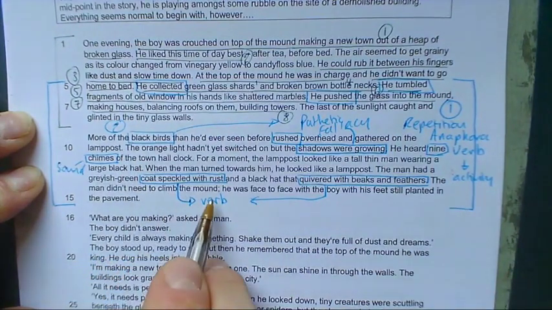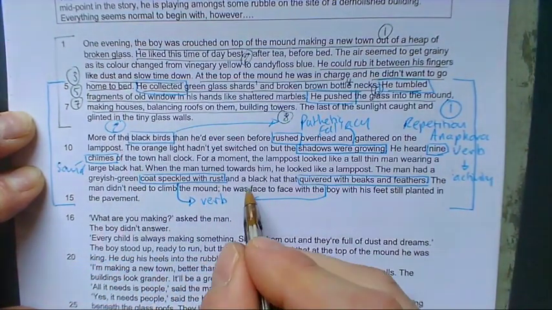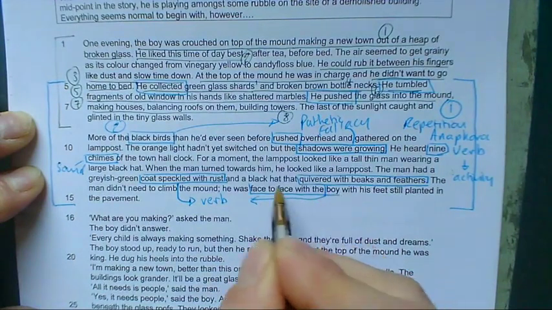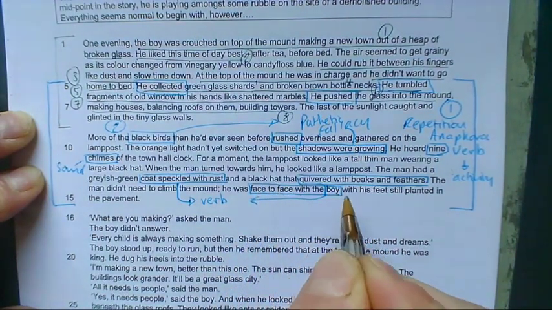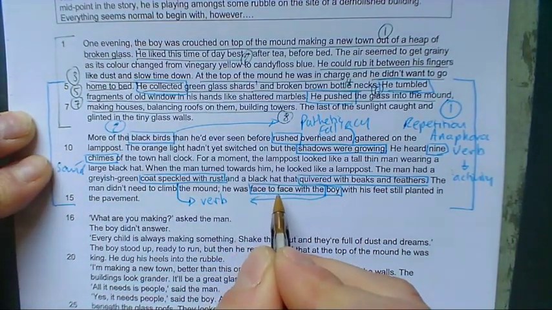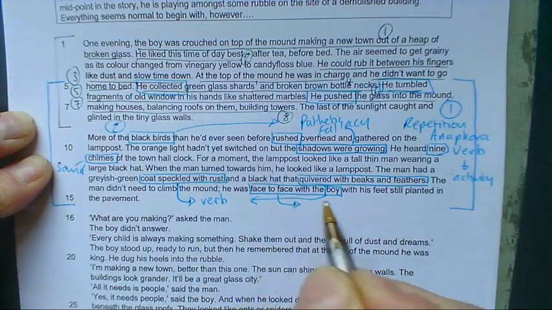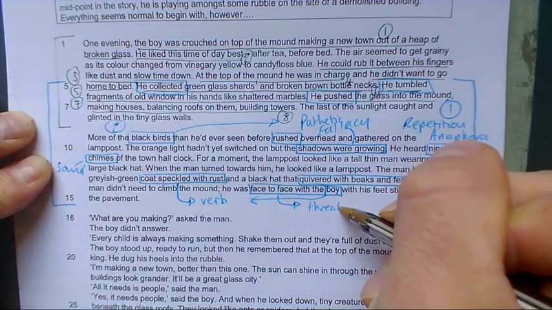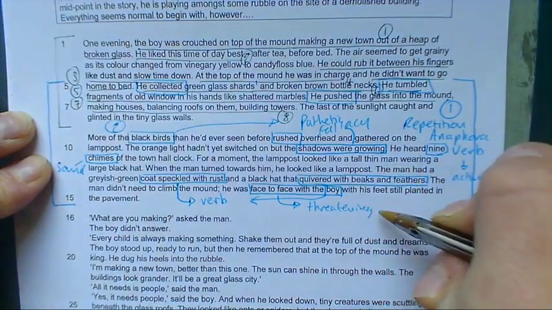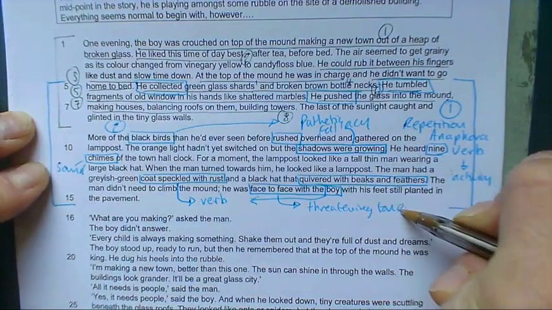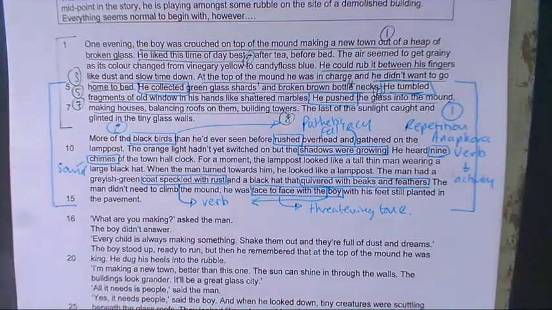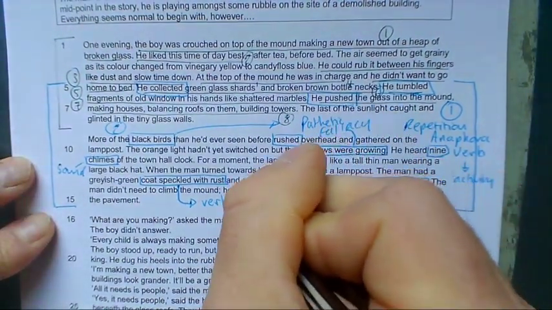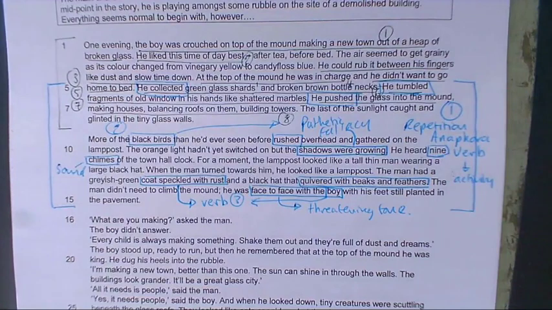The man didn't need to climb the mound. He was face to face with the boy, which shows how the boy and the man are close. And I think this phrase here, face to face, has an almost threatening tone. Okay. So I'm going to write up the description of the man as my third thing to focus on.